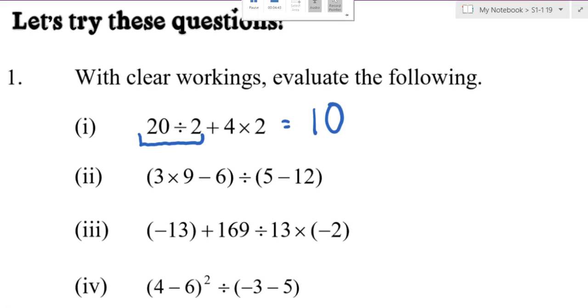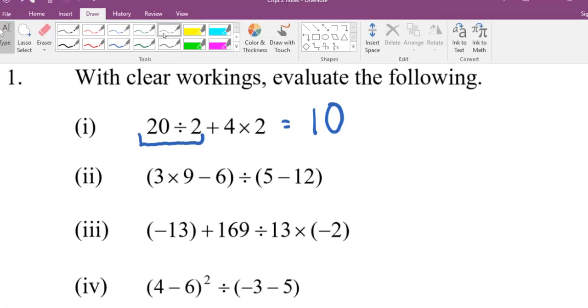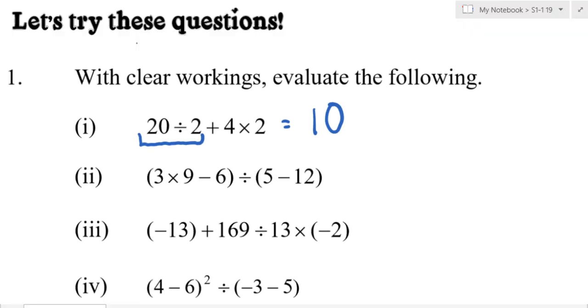Last year, primary 6 PSLE question, is it? Now, it's a plus. Do you do anything? No, you copy down plus. What do you do next? 4 times 2. What do you get? 8. Then this is equal to 18. So this is called BODMAS or the please excuse my dear Aunt Sally.